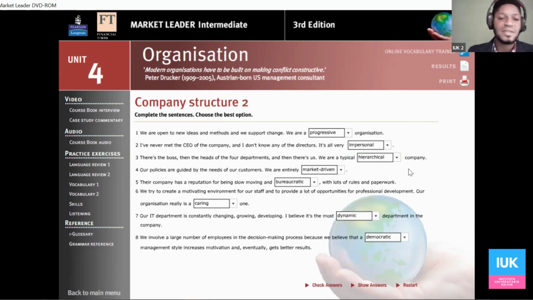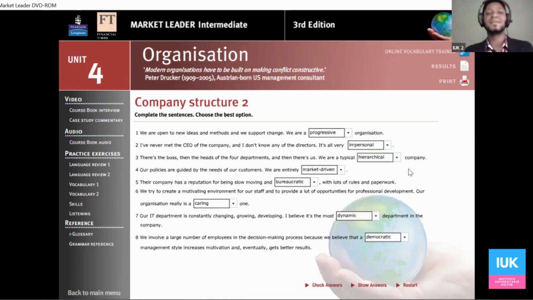7. Our IT department is constantly changing, growing, developing. I believe it's the most dynamic department in the company. Dynamic means capable of a lot of change and very interesting. 8. We involve a large number of employees in the decision-making process because we believe that a democratic management style increases motivation and eventually gets better results. Of course, democracy is a management style of numbers and majority. So the employees decide in large numbers what they prefer.